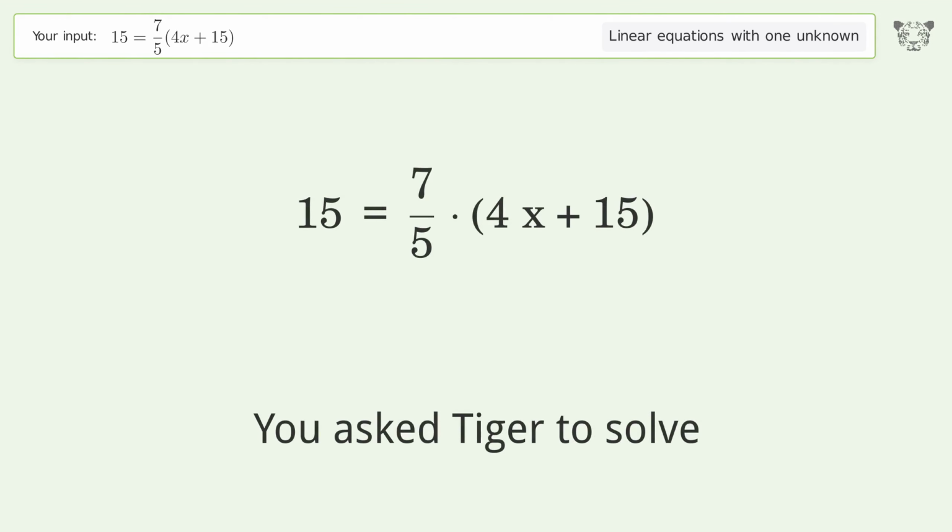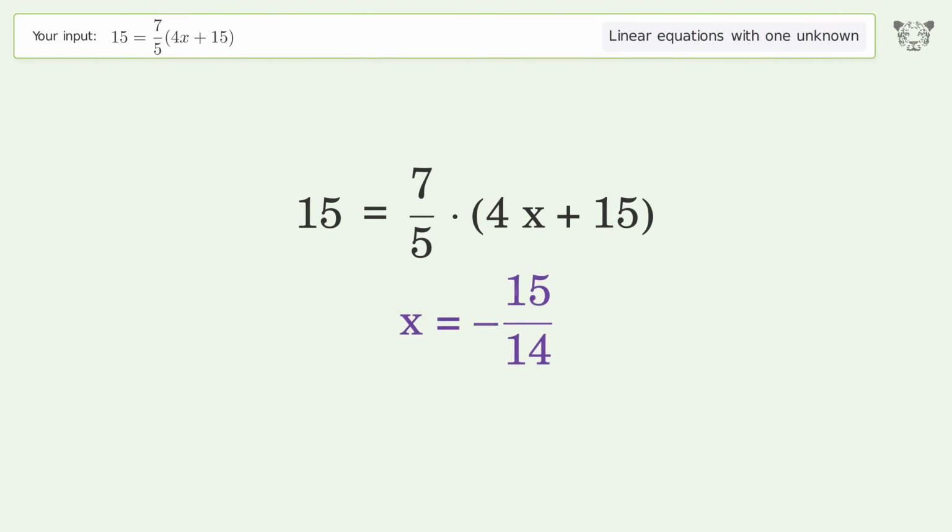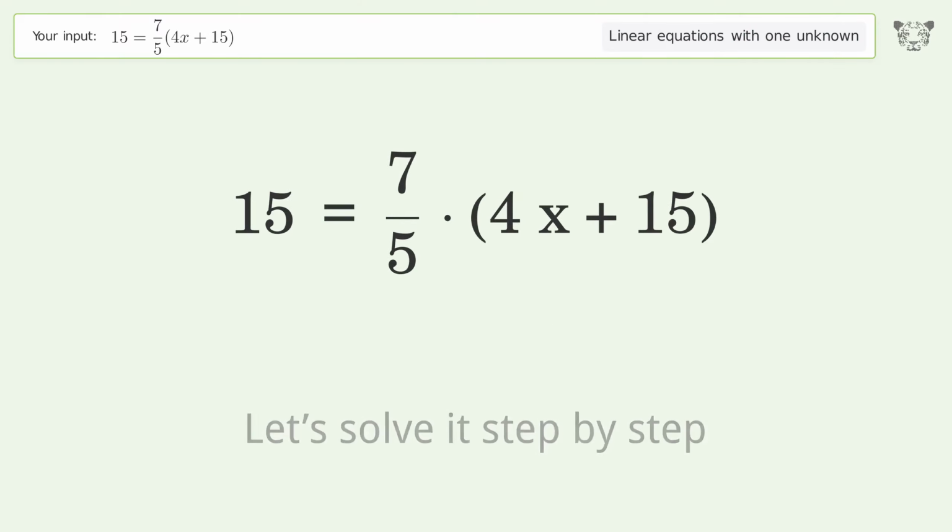You ask Tiger to solve this. This deals with linear equations with one unknown. The final result is x equals -15/14. Let's solve it step by step.